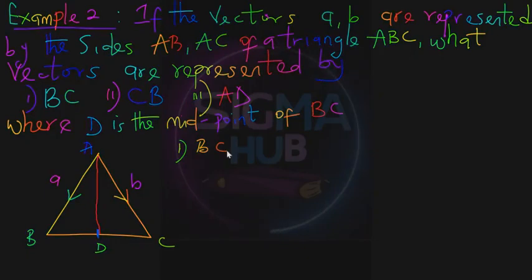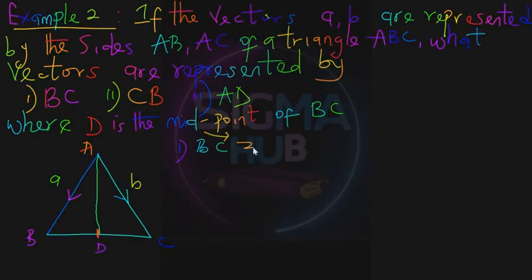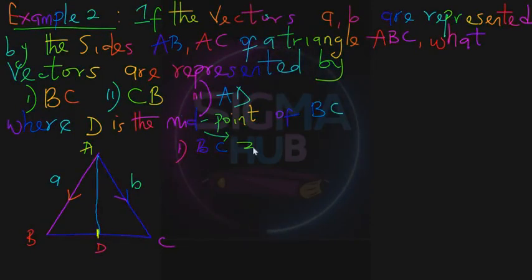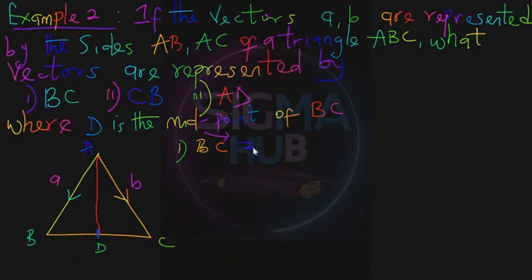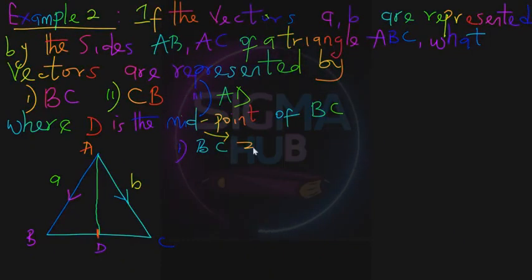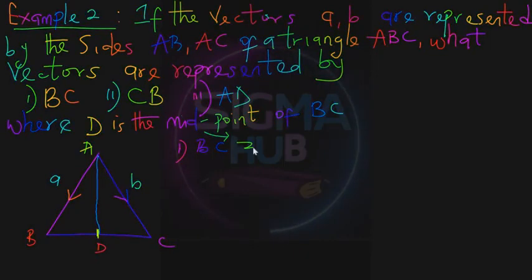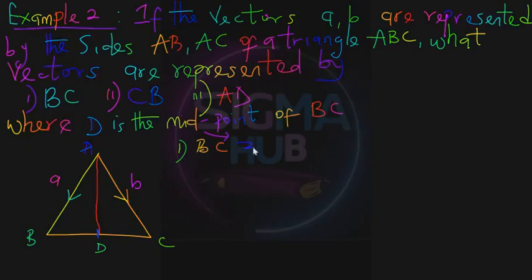BC is the same thing as moving from B to A, then A to C. So in order for me to move from B to C, another way I can do that is first of all move from B to A, then from A to C. So the same thing as moving from B directly to C.